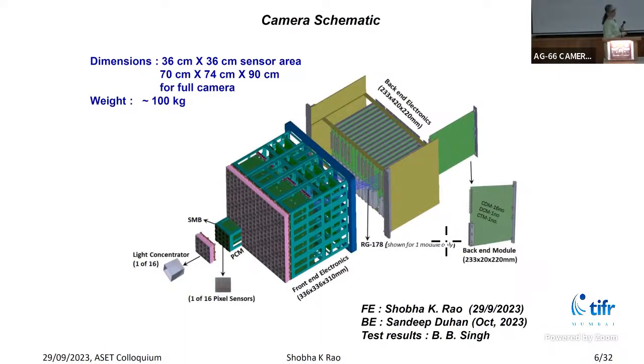Now, this is the schematic representation of camera electronics. So there is front-end electronics, which is basically where SiPM pulses are amplified and shaped. And then there is back-end electronics, where these pulses are digitized, trigger is generated, and data is stored.